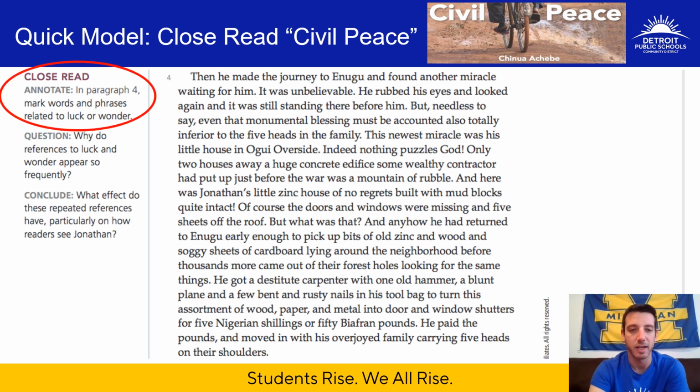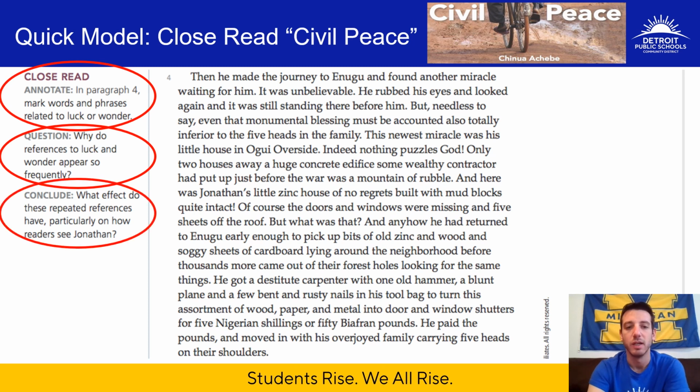So first, the annotate part is in the paragraph to mark words and phrases related to luck or wonder, and I'll model this for you in a second. The question that you have to ask yourself, and you can even write down your thoughts in the margins, is: why do references to luck and wonder appear so frequently? Why would our author intentionally include references to luck and wonder?